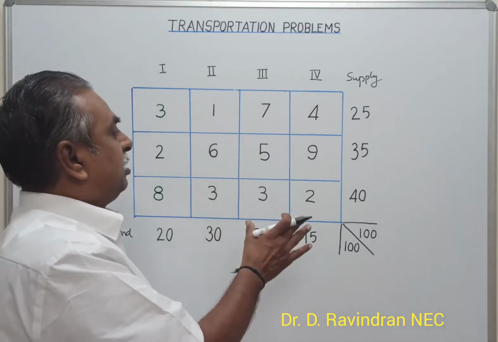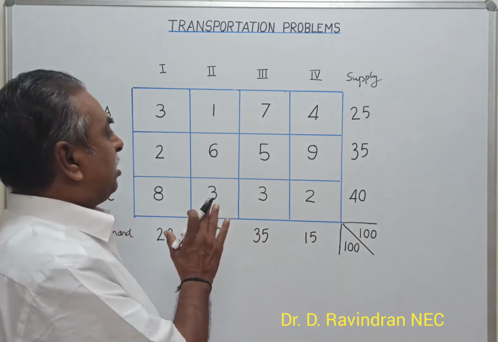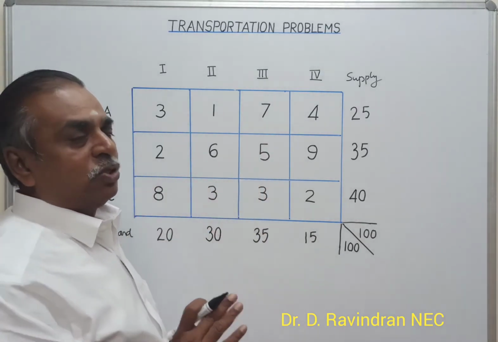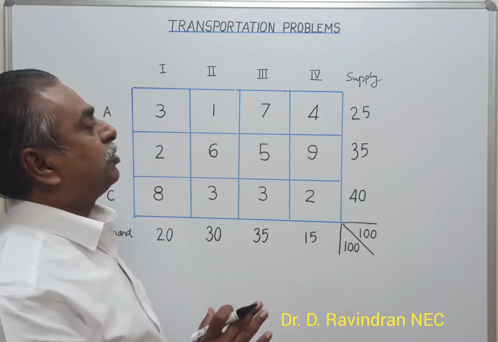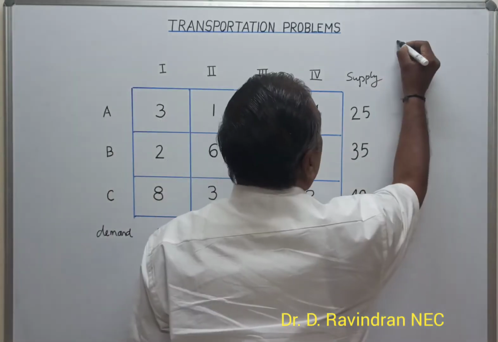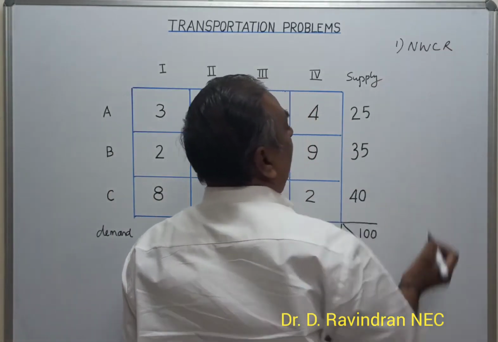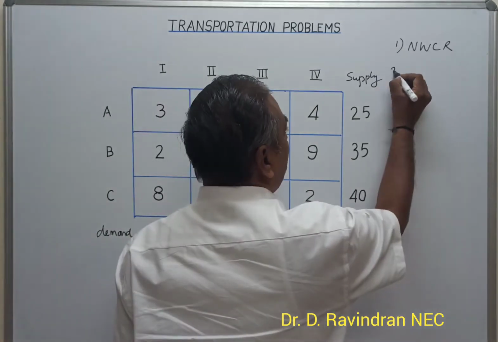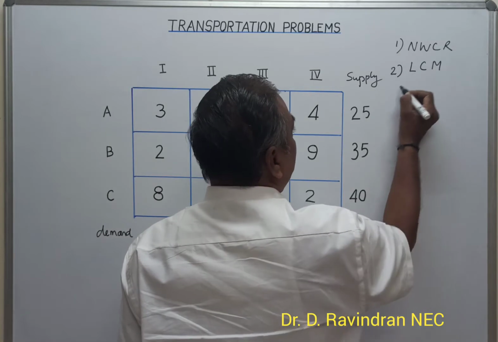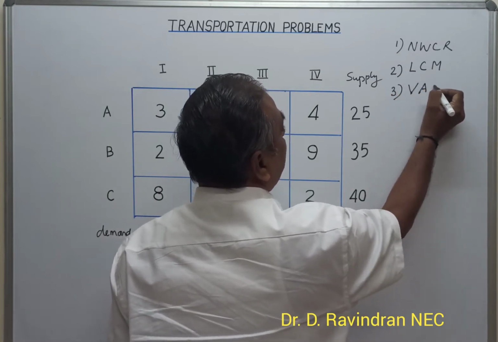Now this transportation cost has to be minimized. In what way can we allocate the supply as well as demand so that the total cost of transportation is minimum? For this there are 3 methods. One is the northwest corner rule. Next one is the lowest cost method. Third one is Vogel's approximation method.